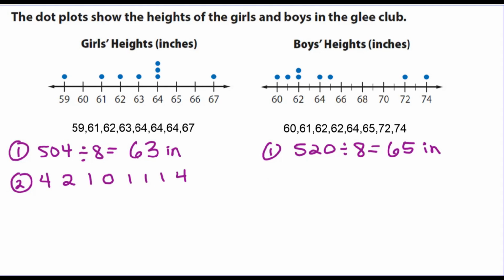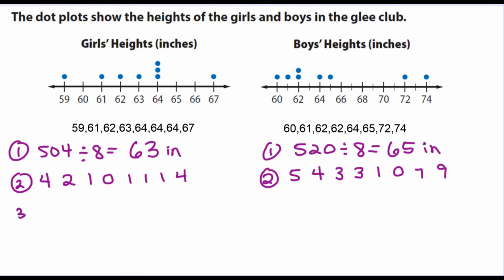And then for the boys, do the same thing. Find out how far away each boy is from the mean. The shortest boy is 60 inches. That's 5 inches from the mean. 61 inches is 4 inches from the mean. 62 and 62 are both 3 inches from the mean. 64 inches is 1 inch from the mean. 65 is the mean, so that's 0. 72 inches is 7 inches from the mean, and 74 inches, the tallest boy, is 9 inches from the mean.